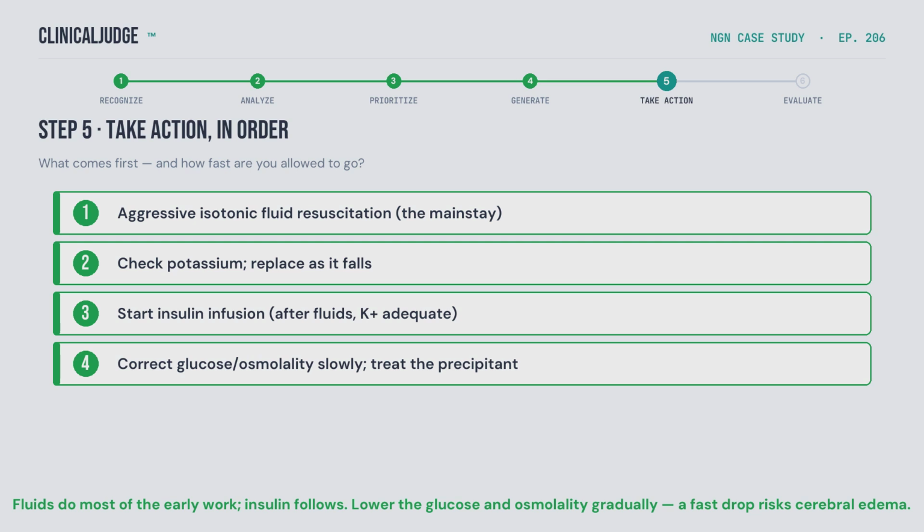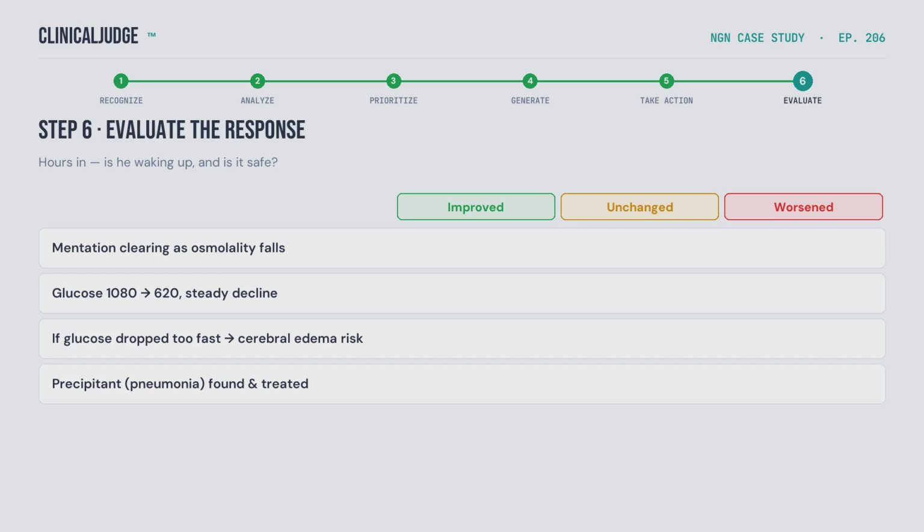Fluids, potassium, insulin, and a gradual pace. Above all, do not crash the sugar. A too fast fall in osmolality can swell the brain. Step 6. Evaluate. You have poured in fluids, protected the potassium, started a gentle insulin infusion. Now close the loop, and in this condition the best bedside monitor is the patient himself.